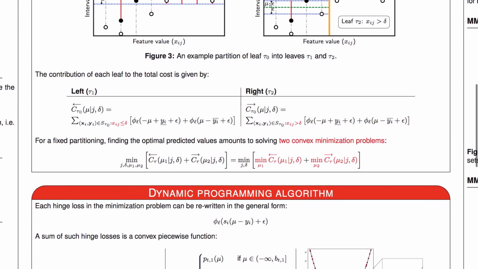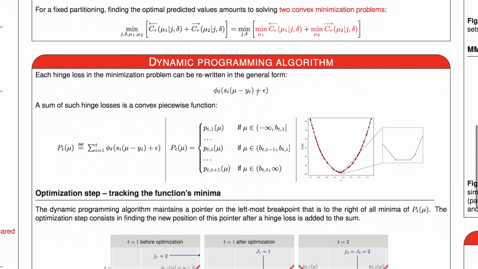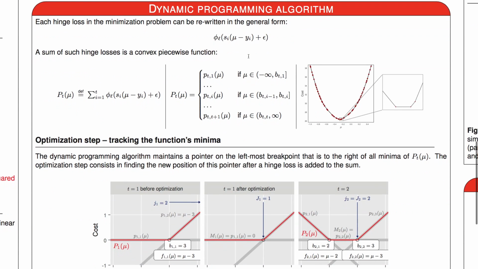So to skip over the details, we showed that we can train such trees by solving a series of convex minimization problems. And actually, each of those problems is a sum of hinge losses, which actually look like a convex piecewise linear or piecewise quadratic function.